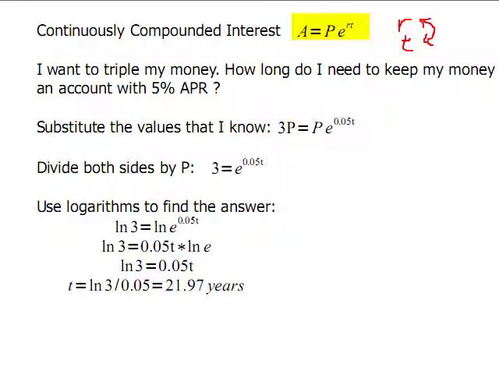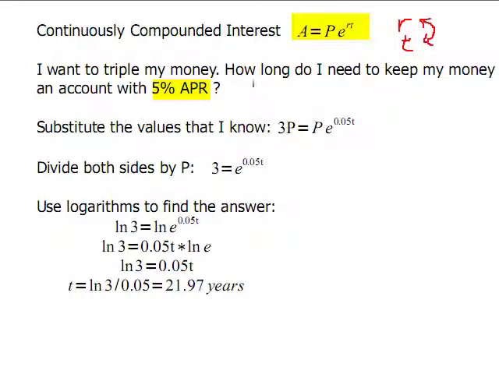Now the question for the inverse problem is, say I want to triple my money. I want to triple my initial deposit. I have some kind of an account or some kind of loan that pays me 5% annual percentage rate. How long do I have to keep my money in this account in order to triple my money? Now sometimes students go, well, wait a minute, I don't know what you put in there, so I don't know how long it would take you to triple your money. But you can do it like this.